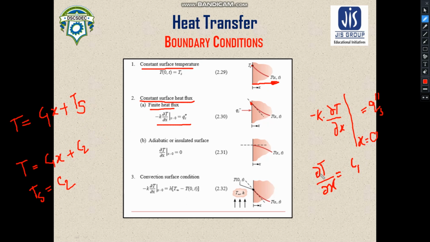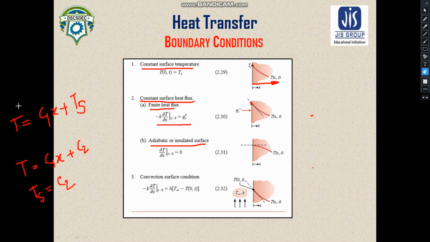So delta T by delta x would be c1, and from this boundary condition, which is already implied here, you can find this delta T by delta x would be qs double prime divided by, so this c1 at x equal to 0 will be qs double prime divided by k. Now here we have found out the value of this c1.